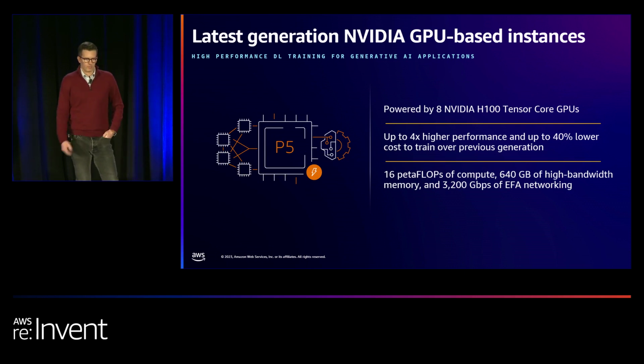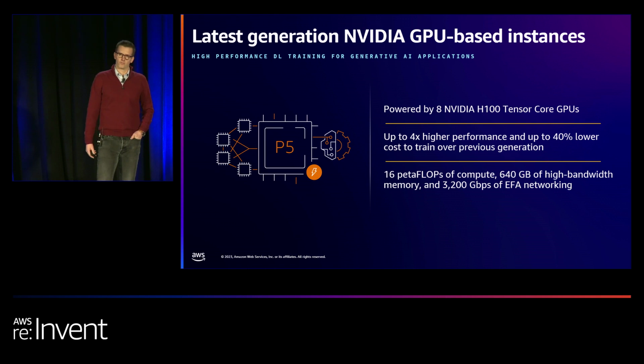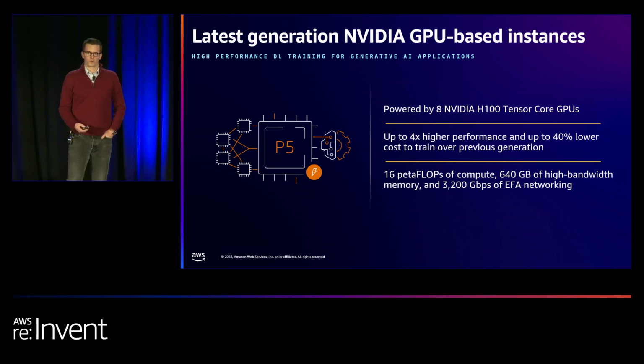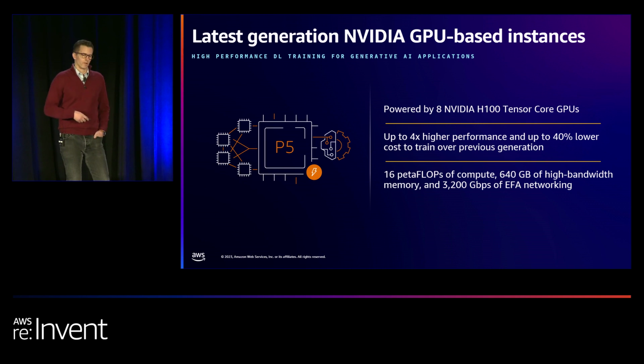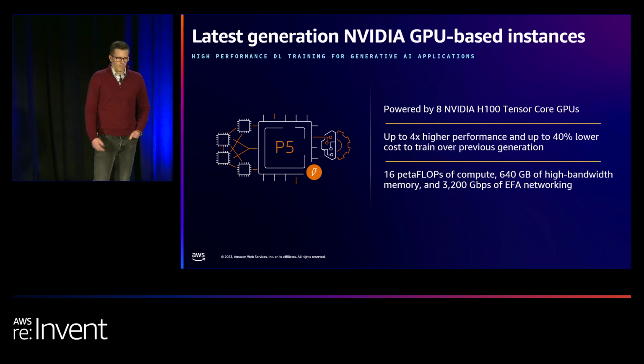I want to really highlight our P5 instances, which, as I mentioned, are currently supported by capacity blocks. We just launched P5 in July. And as I mentioned, these are the highest performing instances currently available for deep learning training. These instances come in one size, and each instance has 8 NVIDIA H100 Tensor Core GPUs.